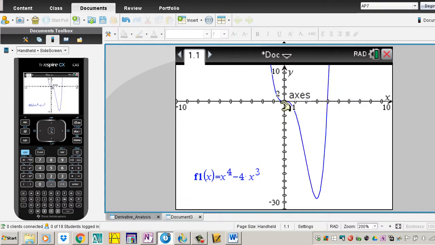This part here is not a minimum nor a max. It doesn't go up or down. It's not like a roller coaster. It just goes down and then down again, and then it goes up here, so that's a minimum.